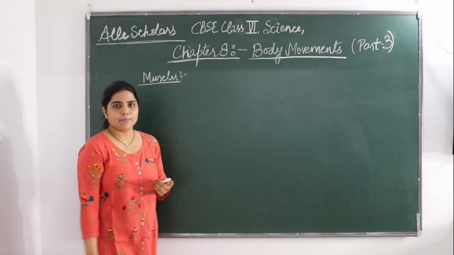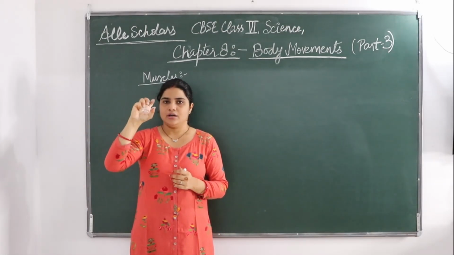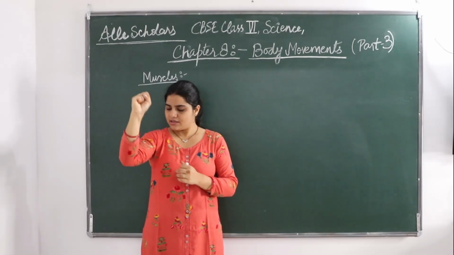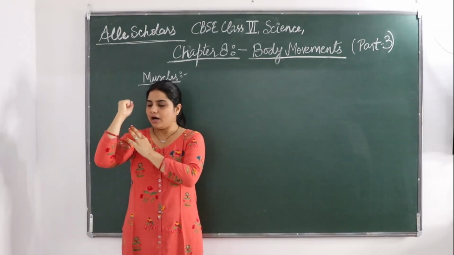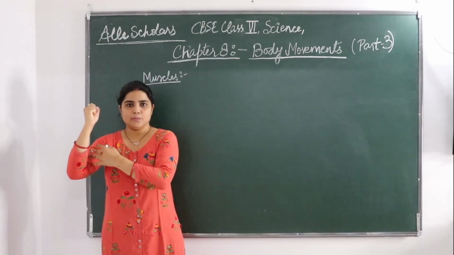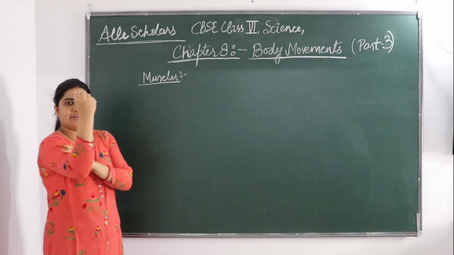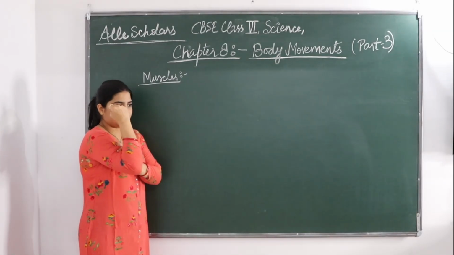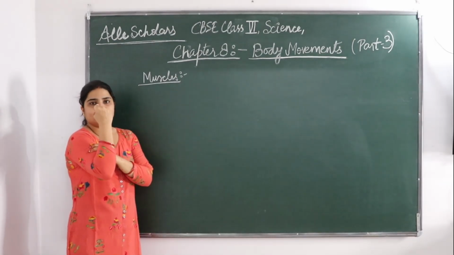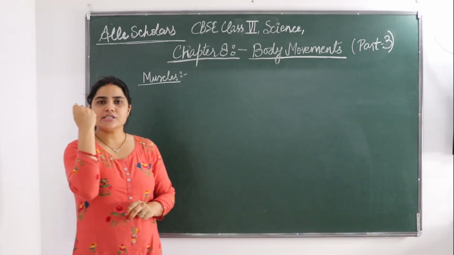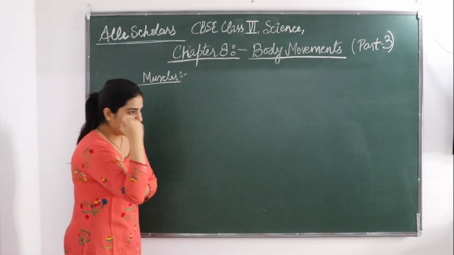Now let's see an example of a muscle. When you work out, you make your arm like this and try to contract it. Here you will see that your upper arm bulges out. Why does it bulge out? Due to contraction. It becomes shorter, stiffer and thicker. So it pulls the bone. These muscles pull the bone.